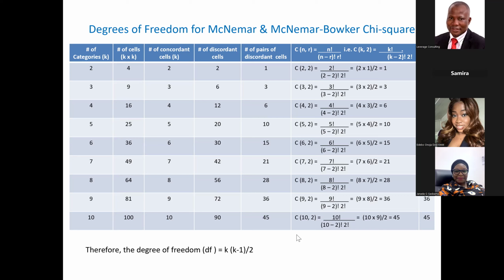We are not dealing with more cells, because the more the number of cells or categories, the more complex. But of course, when you use a statistical package to analyze it, it gives you the result. But just for you to know the logic behind it. So for our own now, we are looking at 3 categories and the number of discordant cells is 6.